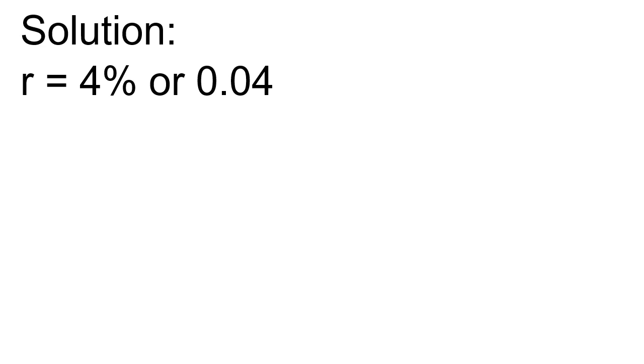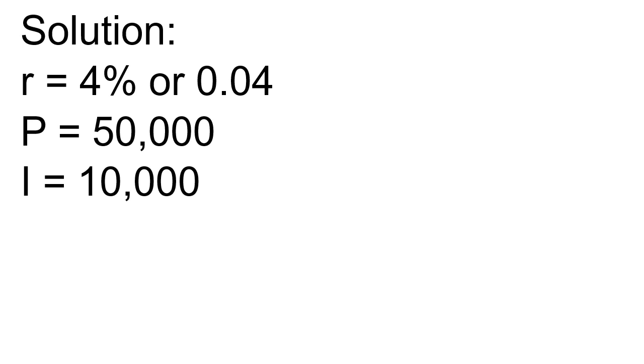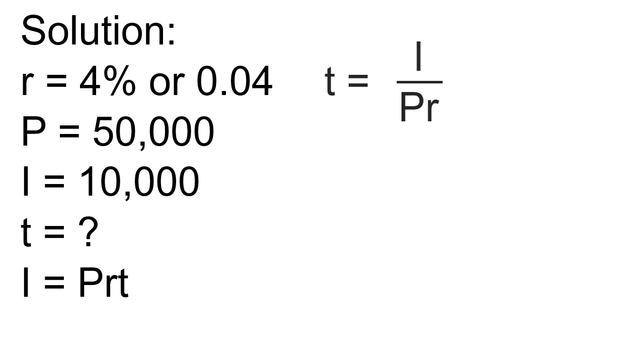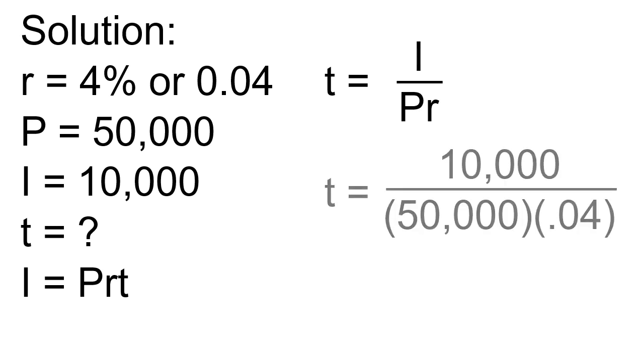Let us list the given. So R is equal to 4% or 0.04. The principal amount is 50,000 pesos. The interest earned is 10,000. So we will be solving for time. Still, we will be using the same formula, I equals PRT. And using this, we can derive the formula for T. So just divide both sides of the equation by PR. So now we're going to have T equals I over PR. So just substitute the values of I, P, and R.